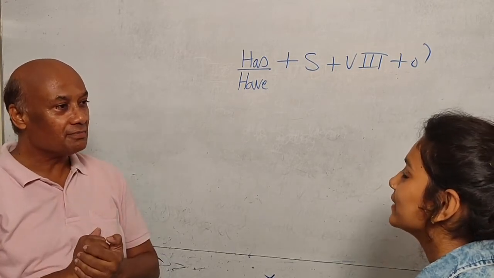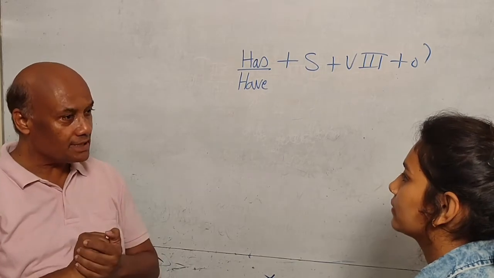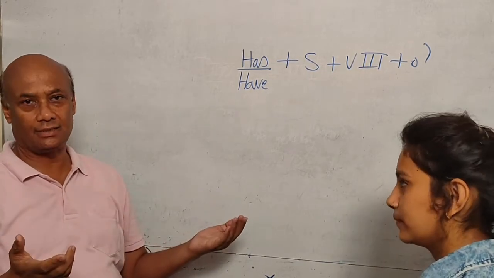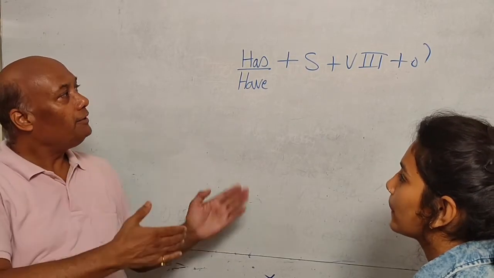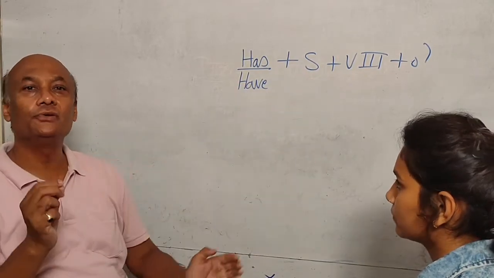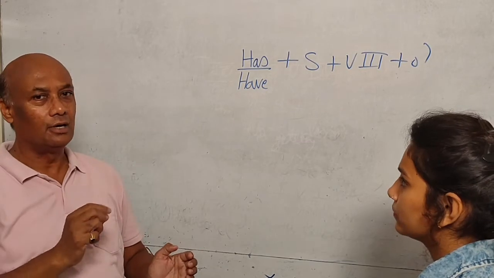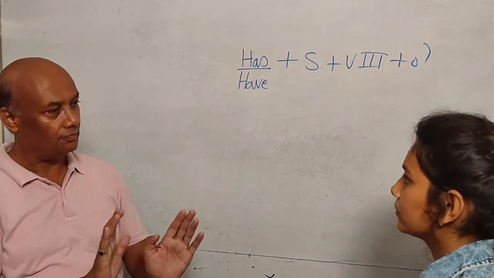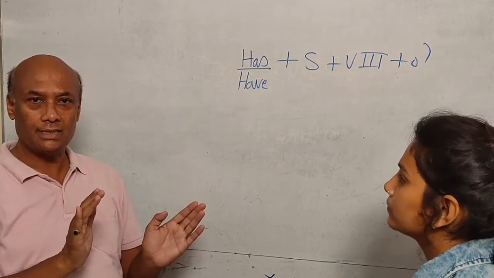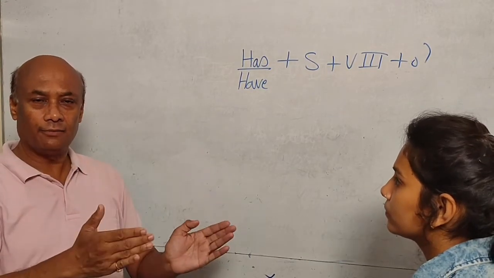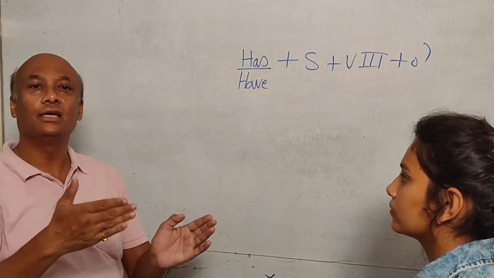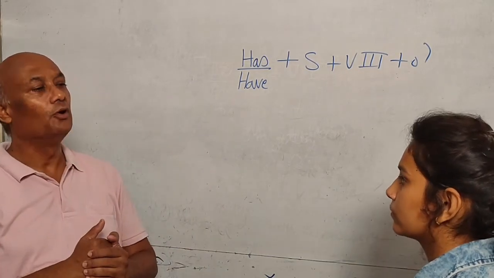What about your mother? Has she also purchased anything new? No, she hasn't. My father has recently bought a new car. No, my mother hasn't bought anything new. Very good. For yes, subject has third form. For no, subject hasn't and then third form of verb.